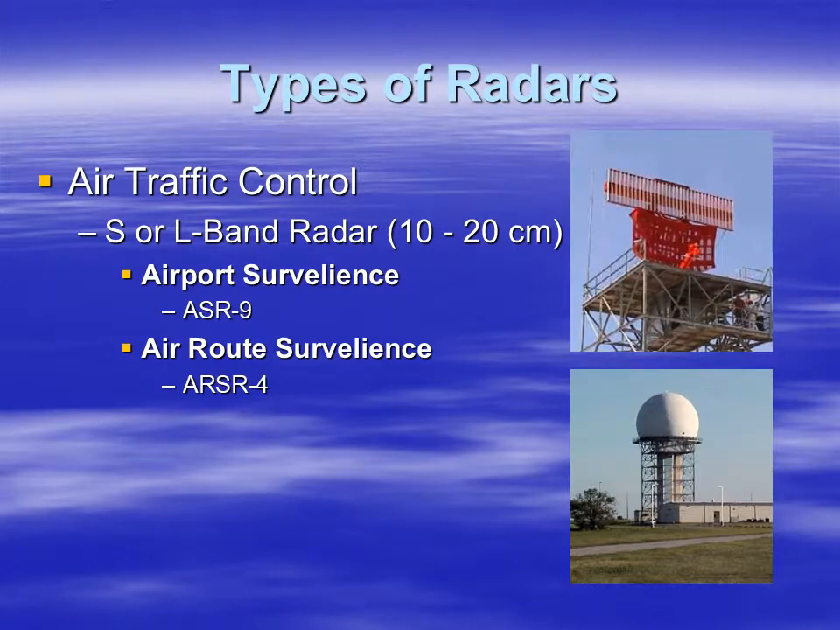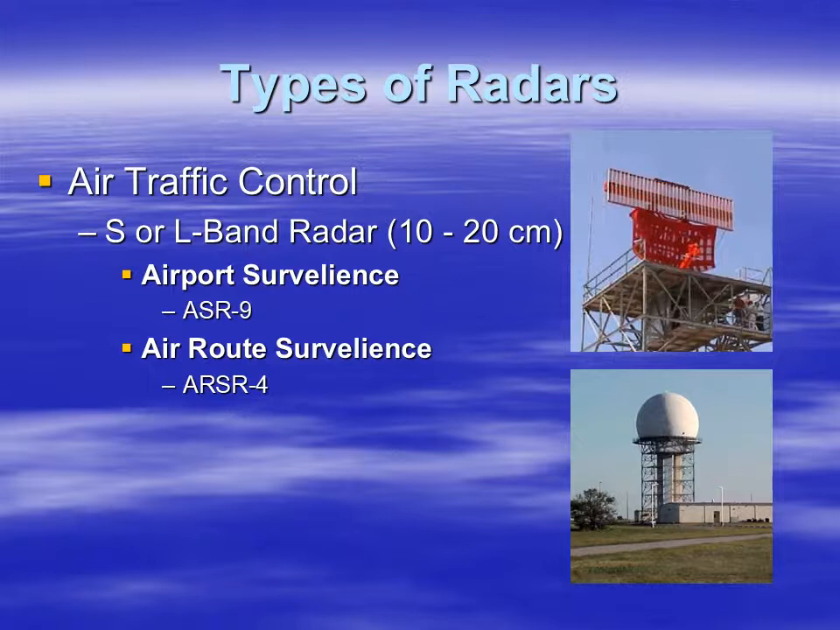Air traffic control radars operate in the S or L band, typically the L band. And they're usually 20 centimeter radars, which are long wavelengths. These are used by air traffic control across the United States to look for aircraft. Aircraft are large objects in the atmosphere, so that's why they use a long wavelength. Different types of radars that are used across the United States.